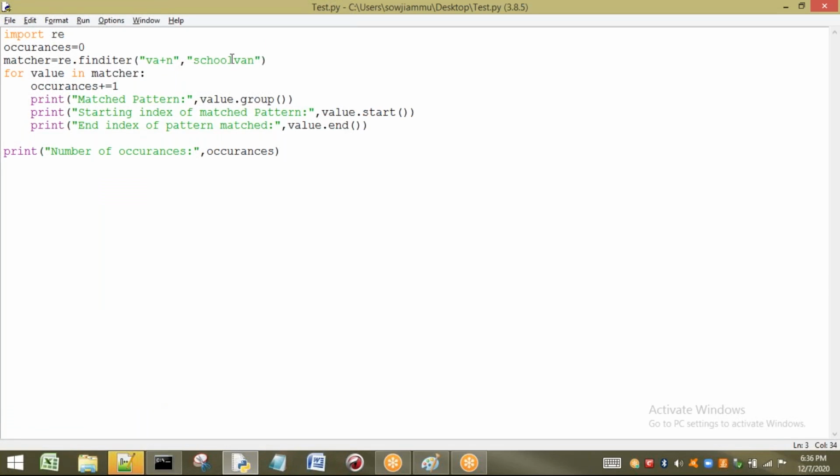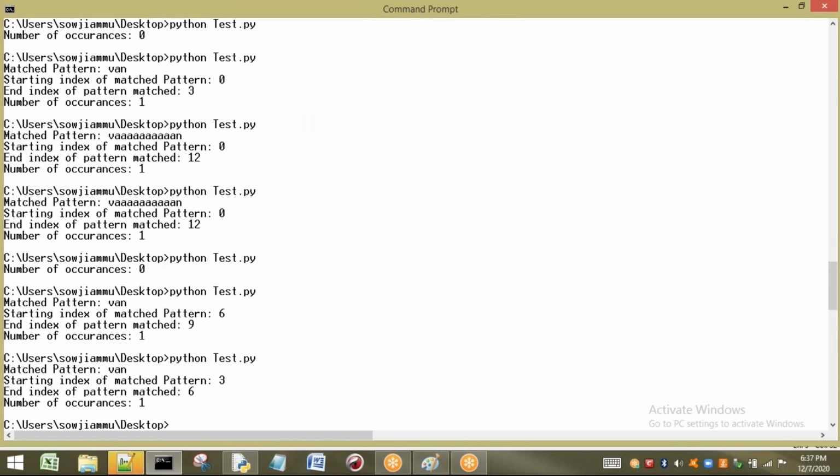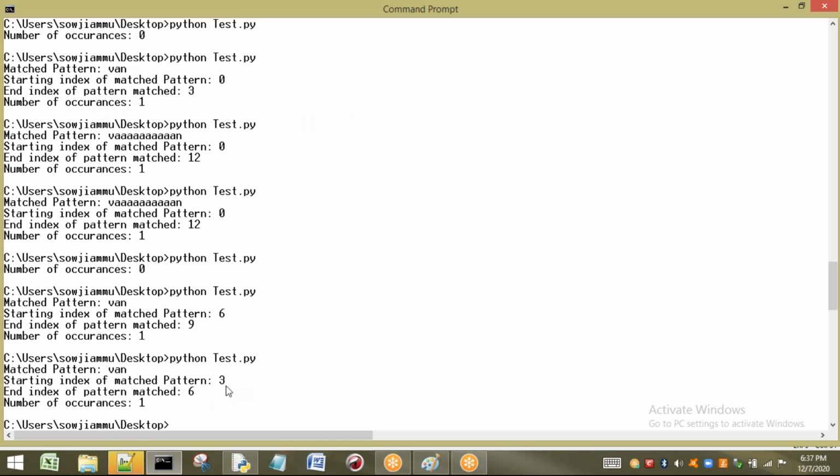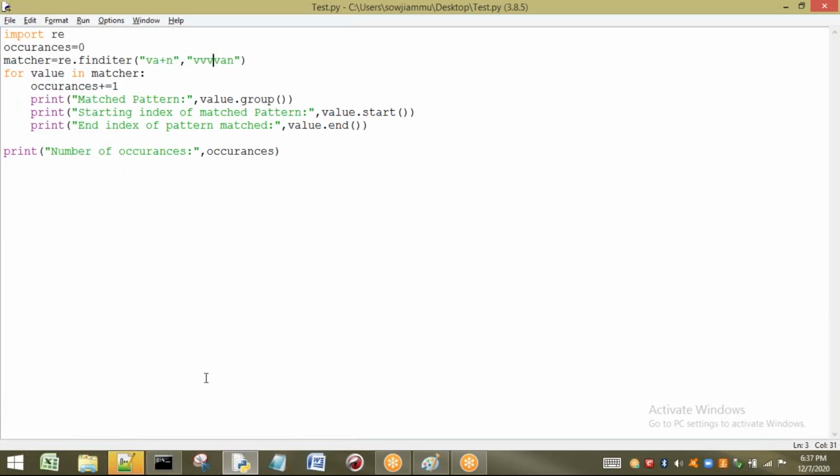Next, I will take one more example, with more number of V's here. It is going to say a match is there. Why? It is not going to consider all these three V's. It is going to consider from here itself. You can observe clearly, the match is from the third index. This is the 0th index, first index, second index, third index, fourth index, fifth index. So it is starting from here. That means the match is found here.